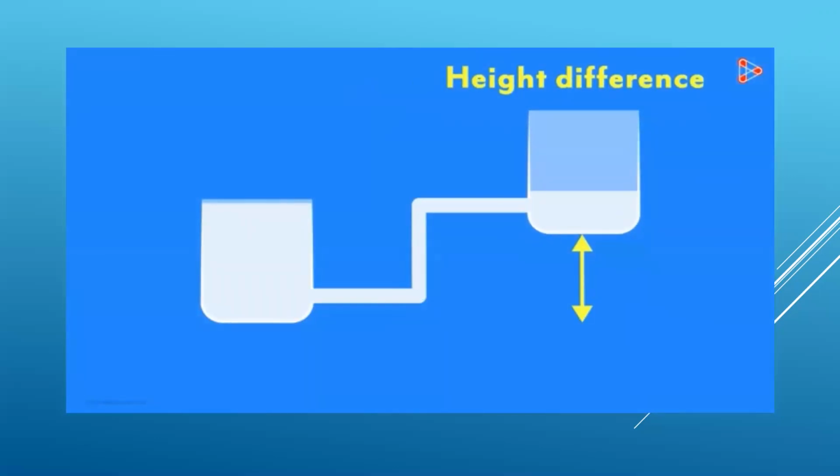As we've discussed, it's the height difference that makes the water flow from the beaker on top to the one at the bottom. What happens if I increase the height difference? The flow of water will be faster, correct? Absolutely. So we can say that the flow of water is directly proportional to the height difference.